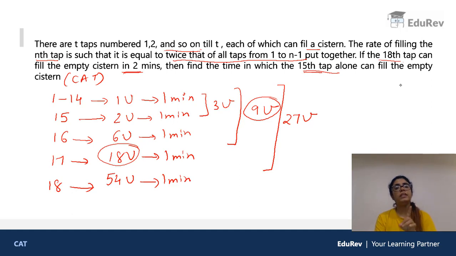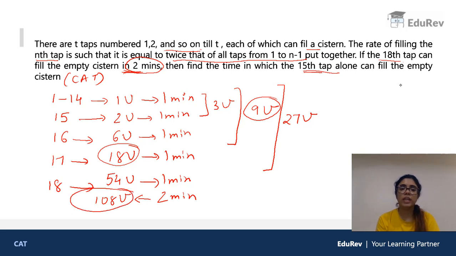But we know one thing about the 18th tap. It can fill the empty cistern in 2 minutes. So 54 units are filled in 1 minute. So in 2 minutes how much will it fill? In 2 minutes it will fill 108 units. And we know after 2 minutes it fills the cistern. So 108 units is your total work. Okay? This is your total work.